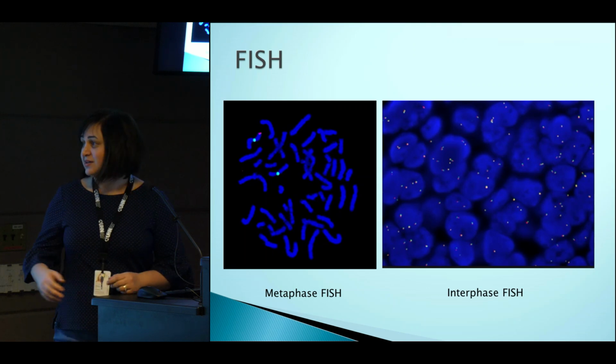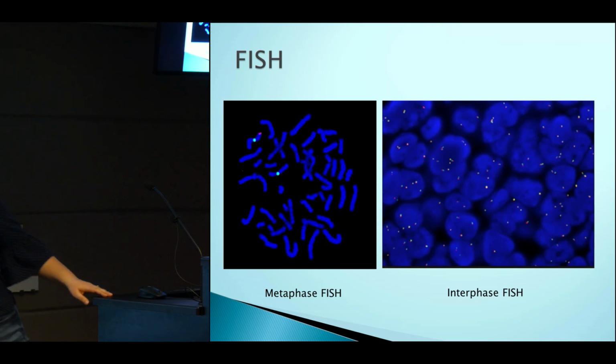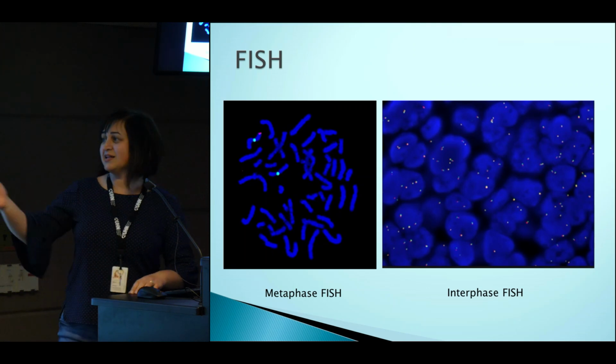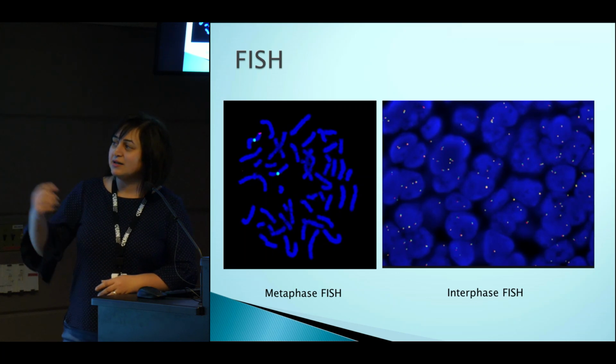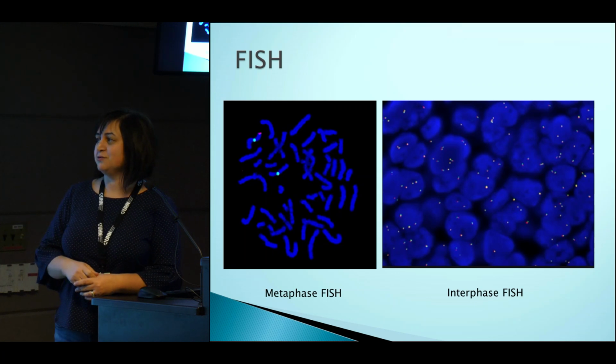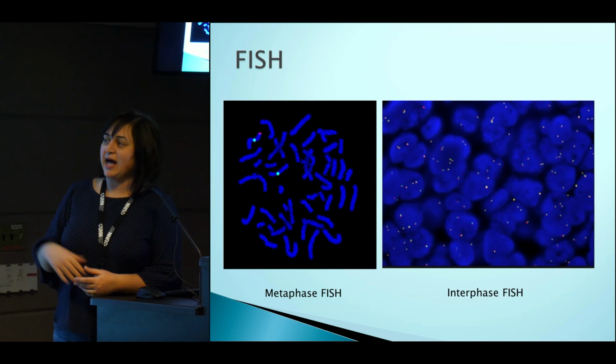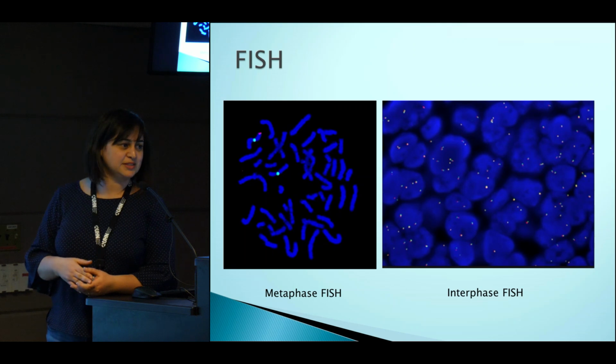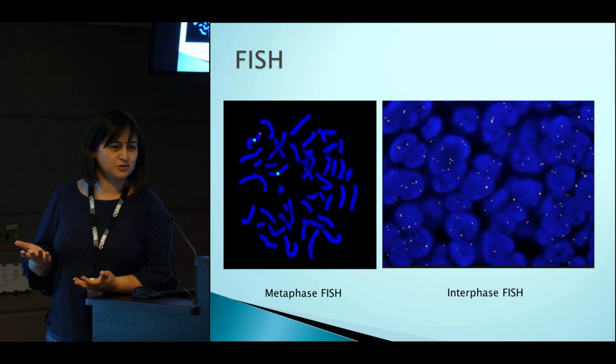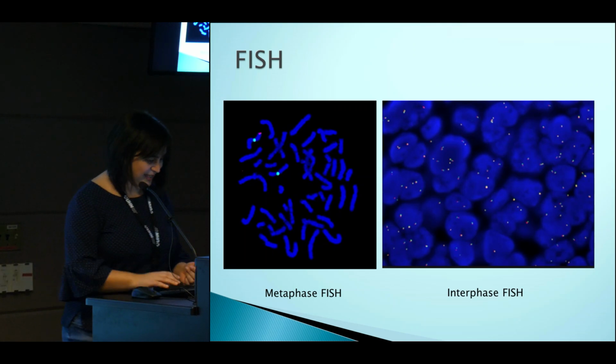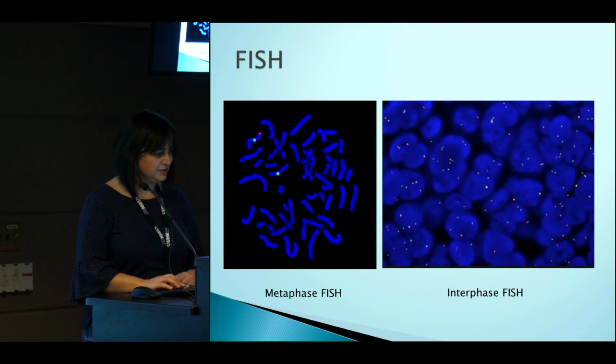For example, in this one here, let's say that's chromosome 8, and the green probe region is a control. So both chromosome 8s have the control, but one of them is missing the red, so there's some sort of deletion. That's an example of one of the tests that we do.